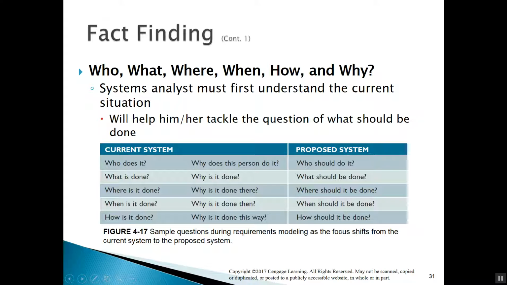So we need who, what, where, when, how, and why. How's it done? Who's doing it? What's done? Why is it done? Why should it be done? And we need to determine what should, who should, where should, when should.